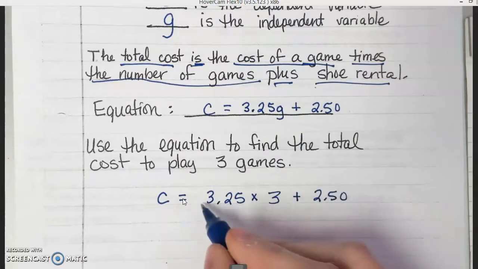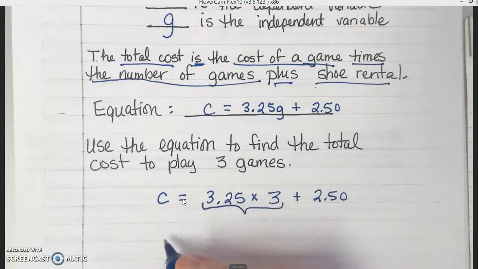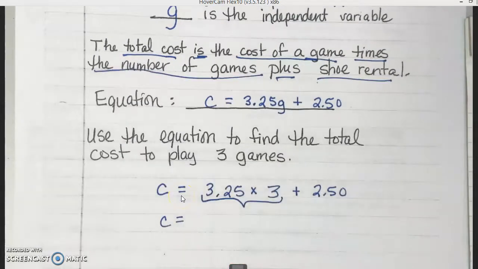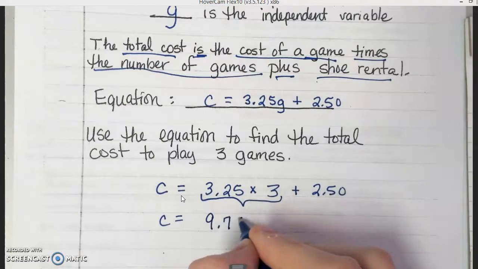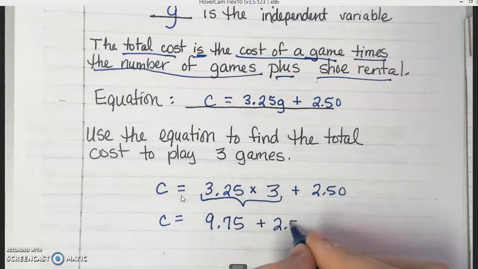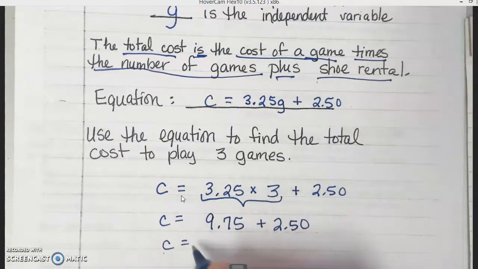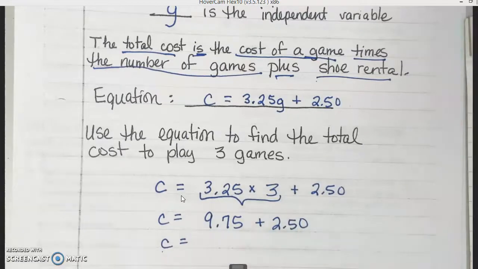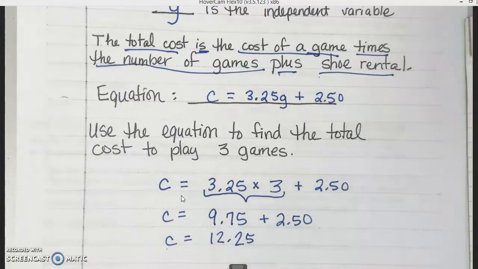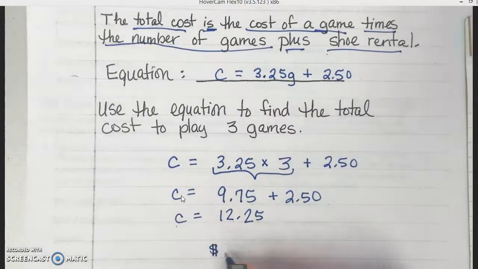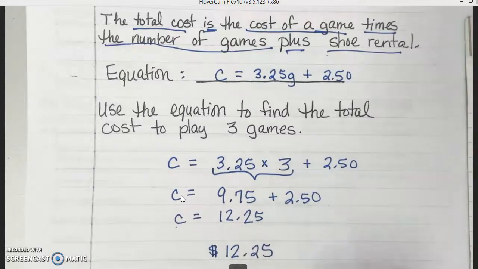So according to the order of operations, I have to multiply. So 3.25 times 3 gives me $9.75. Then I add my shoe rental fee, which is what? We get $12.25. So the cost to play 3 games would be, this is where we go back and add our dollar sign, $12.25.